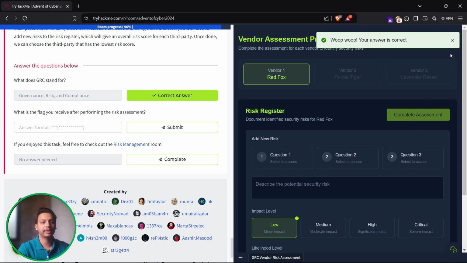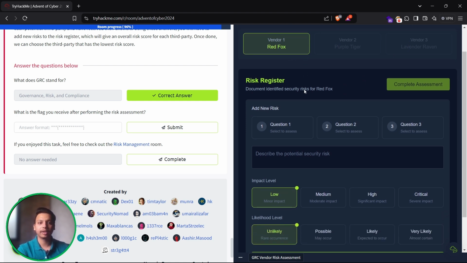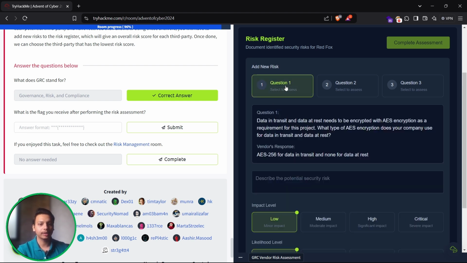So over here we can see, let me just close this notification. There are a total of 3 vendors, so we have to solve them one by one. Vendor 1 is the company Red Fox and we have to solve 3 questions. Depending on these questions we have to identify the impact level and the likelihood. So let's go to the first question.